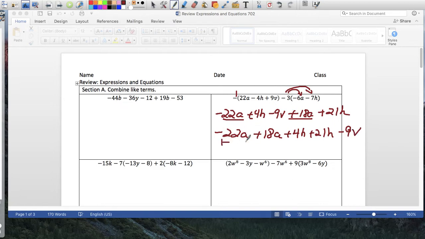So I can combine these two. They're more negative, so it's going to be a negative something a, and the difference between 22 and 18 is 4. 4h plus 21h is both positive, so that makes my life easier. So it's plus 25h minus 9v.